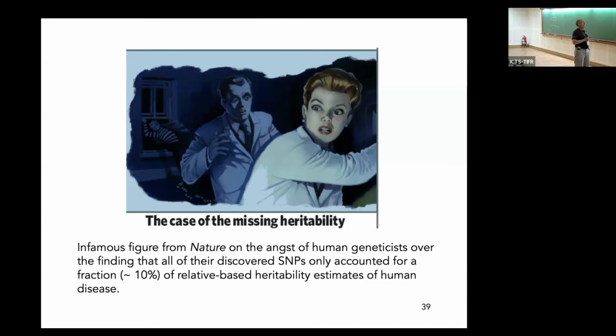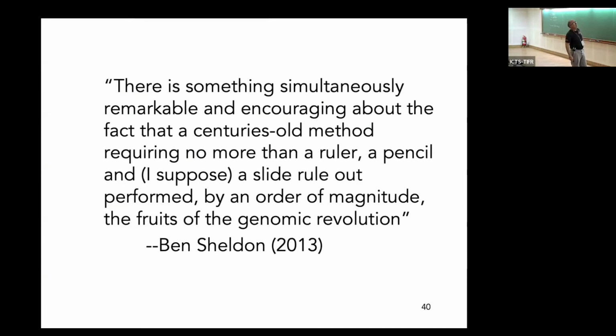So Ben had this great little quote: there's something remarkable and encouraging about the fact that a centuries-old method, parent-offspring regression, requiring no more than a ruler, a pencil, and I suppose a slide rule, outperformed by an order of magnitude the fruits of the genomic revolution. So that was kind of the evolutionary quantitative genetics flexing on the human people.